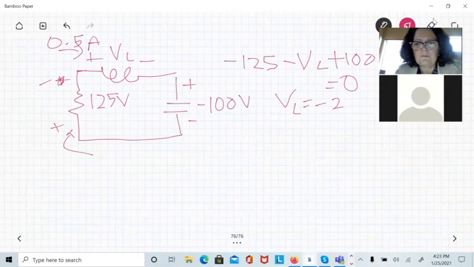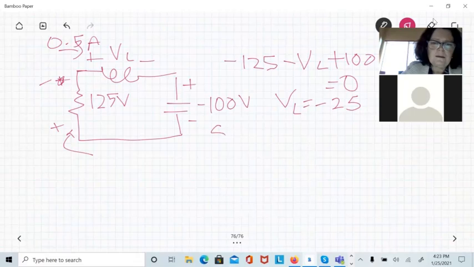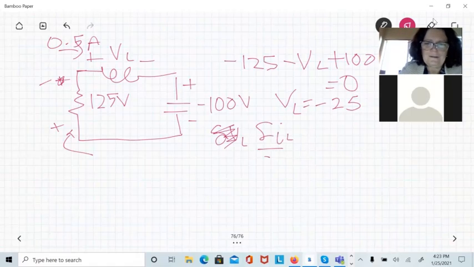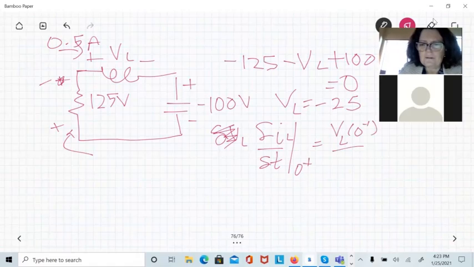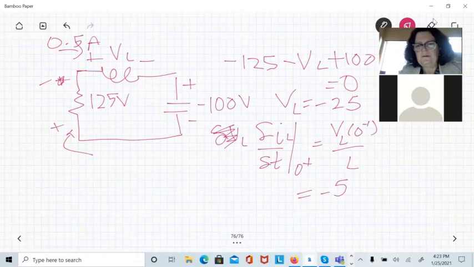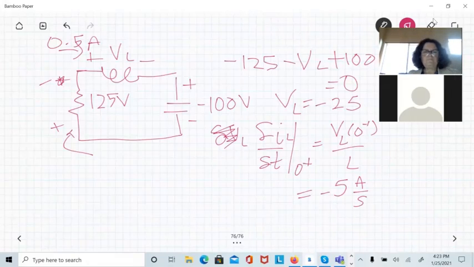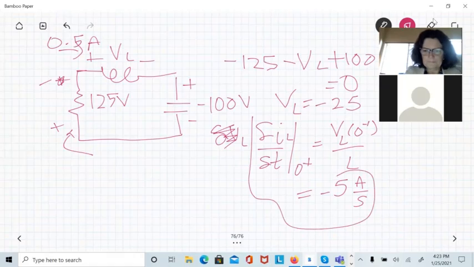Right, 25 volts. So if I want to find DIL dt, the rate of change of current at t equals 0 plus, that's going to be VL of 0 plus over L. So our VL of 0 plus was negative 25 divided by 5 henries, which gives me negative 5. And that's the rate of change of current, so it has units of amps per second. Okay, we got this. That's all one equation.